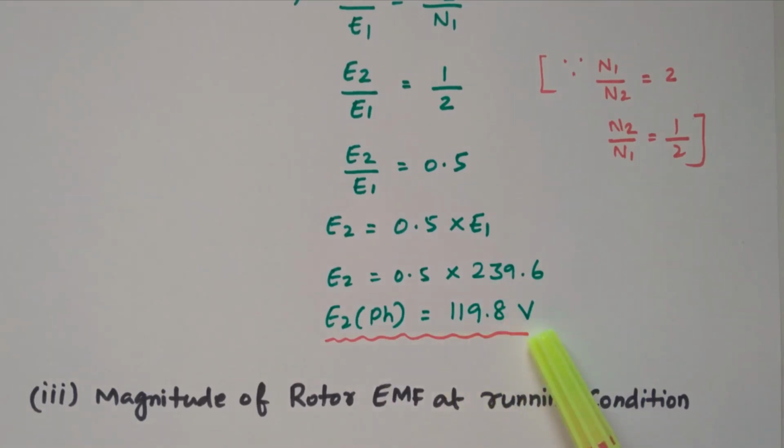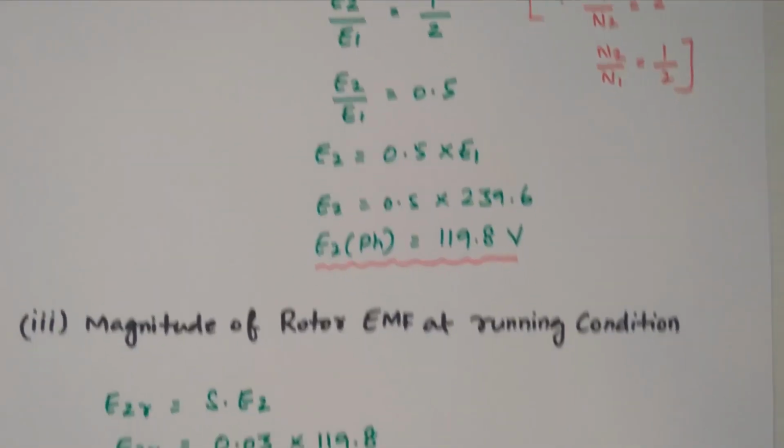119.8 voltage. So, the magnitude of rotor EMF under the standstill condition is 119.8 voltage. Now, we will find the magnitude of rotor EMF at the running condition. This one is a standstill condition. Now, we will go for running condition.